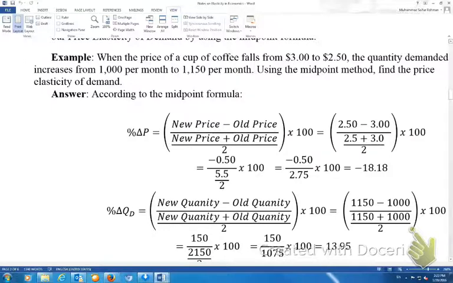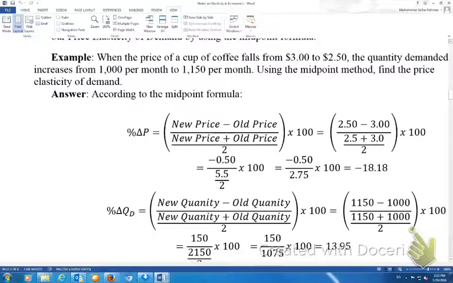Notice in this example it is a little bit clearer because we know which one is the old price and which one is the new price. The old price is $3 and the new price is $2.50. The old quantity is 1,000 and the new quantity is 1,150. So according to the midpoint formula, the percentage change in price is, when you plug in the numbers, and you can follow that, 2.5 minus 3 in the numerator. In the denominator you are taking a weighted average.